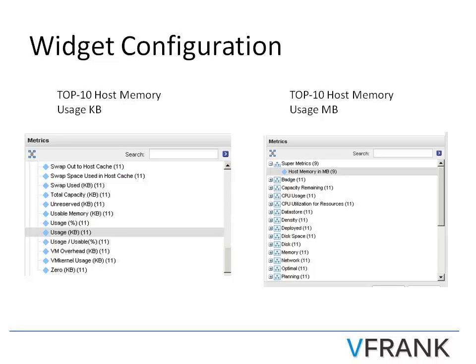In this example, we see the widget configuration and what we select. On the left-hand side, we select the usage in kilobyte. And on the right-hand side, on the other widget, we have created a supermetric, and all supermetrics are under the category supermetrics. We have called it host memory in megabyte. That's perhaps the most simple supermetric you can create.